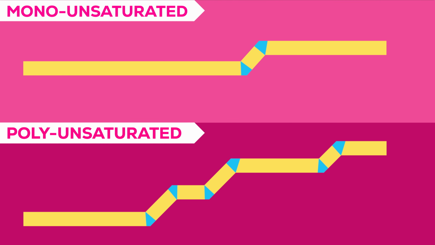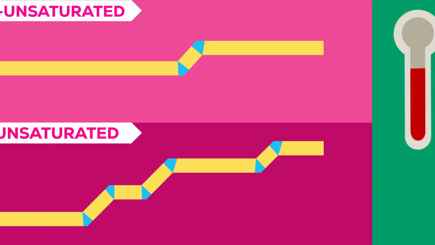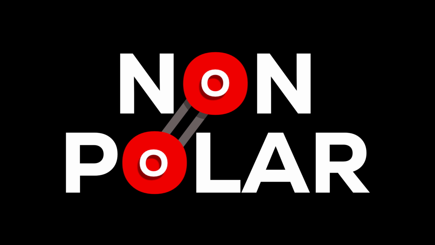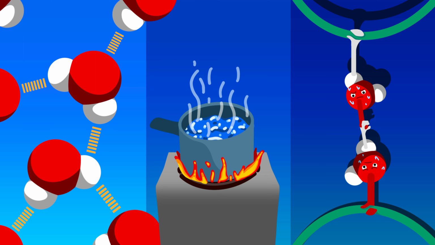If a carbon chain has one double bond, it's called monounsaturated, and if it has multiple double bonds, it's called polyunsaturated. If at room temperature and in the form of liquid, these are called oils, and oils are known for being nonpolar or hydrophobic. Water, however, is extremely polar, creating unique behaviors and interactions.